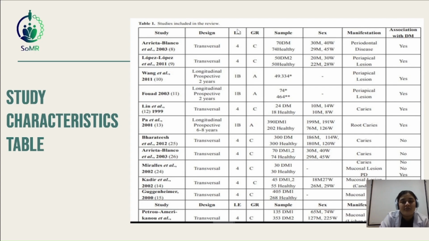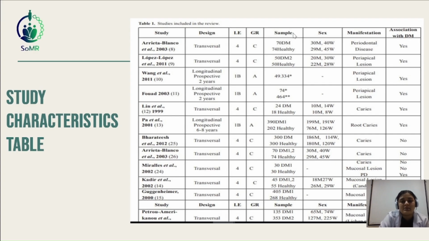LE is the level of evidence, and GR is the grade of recommendation. Basically, these are two scales on which a lesion is kind of graded upon. And as you can see, all of these studies somehow did mention some sort of level of evidence and grade recommendation, and this was one of the variables that was common in all studies. That is why we've included it.